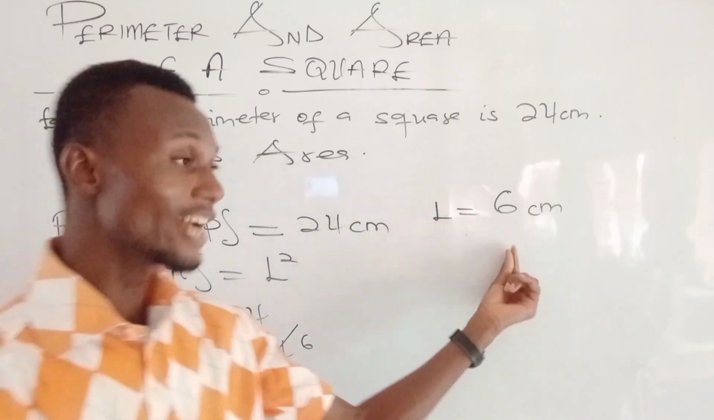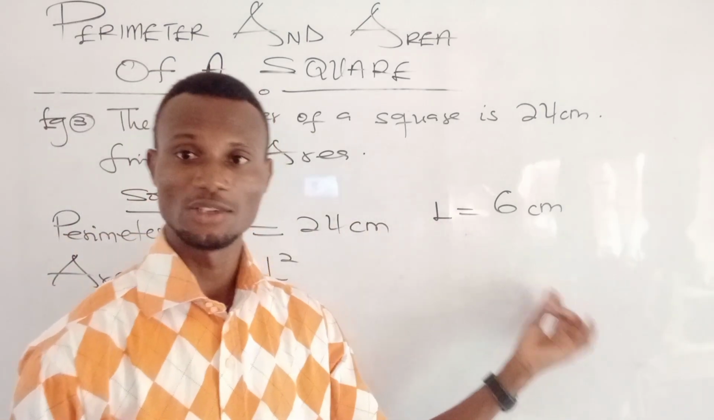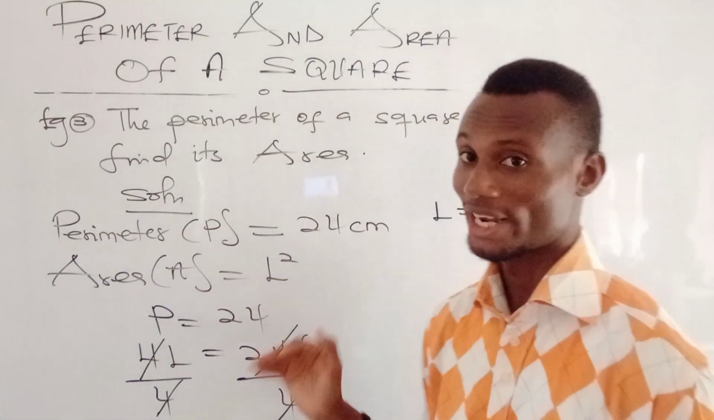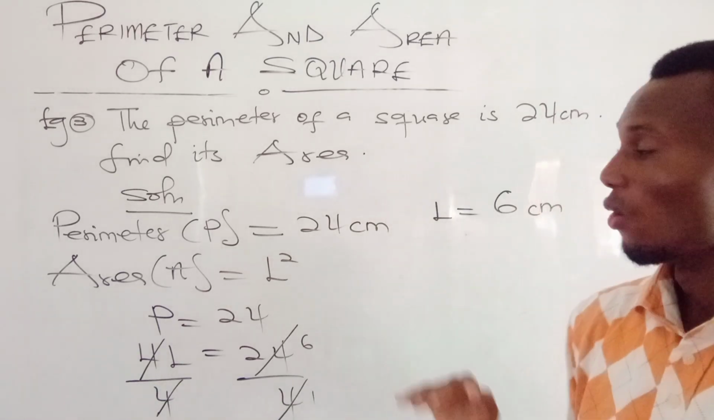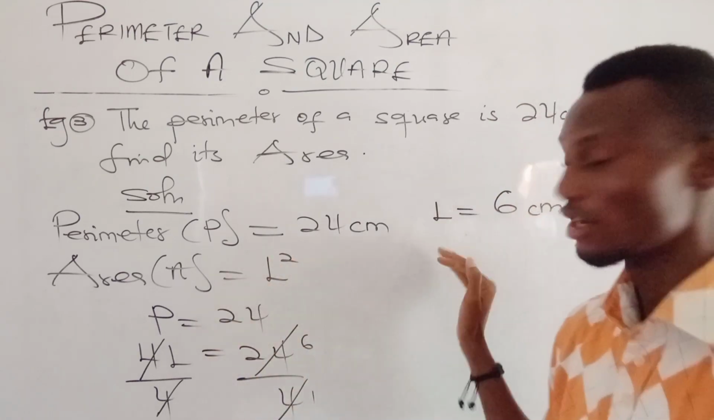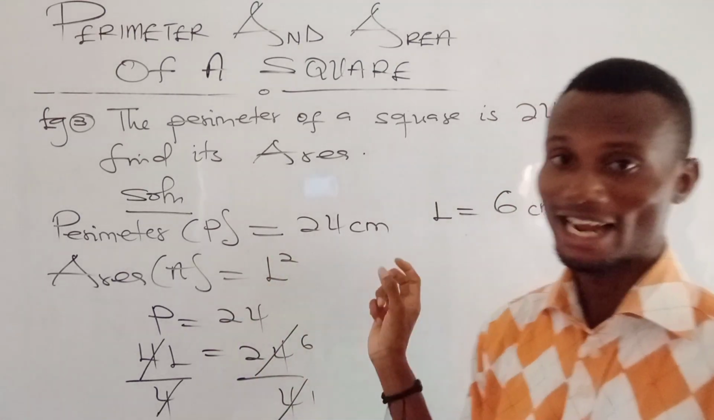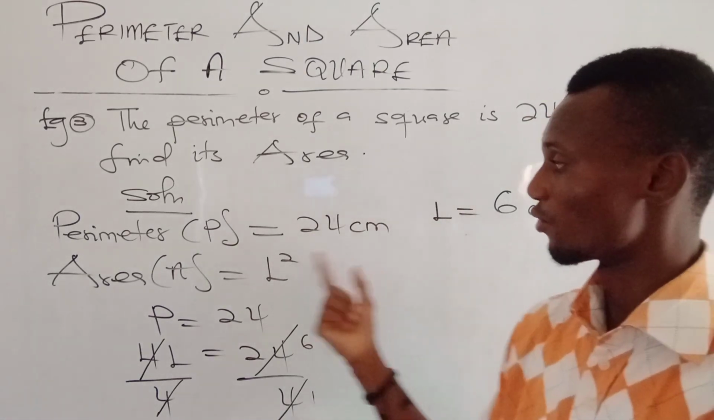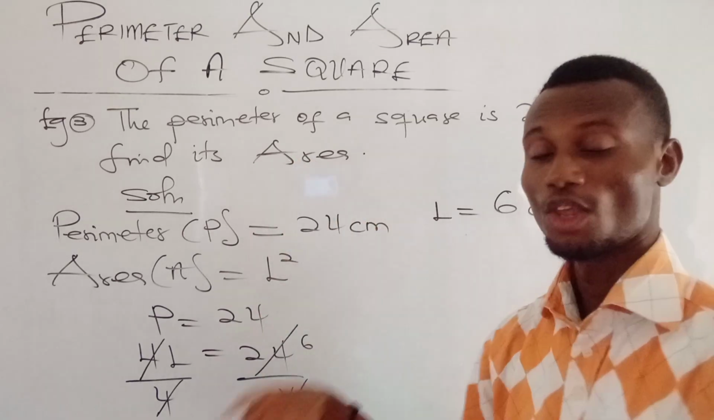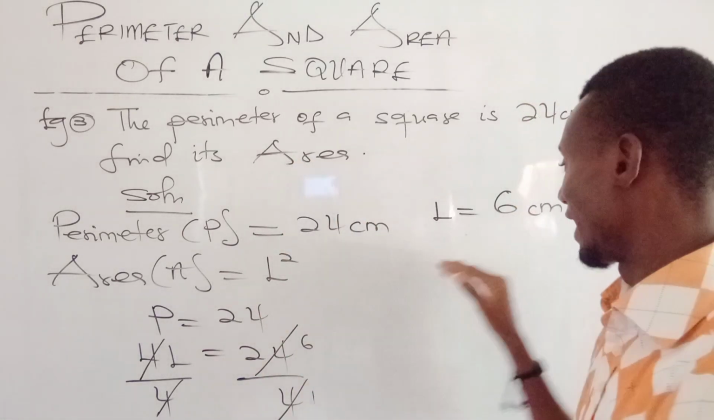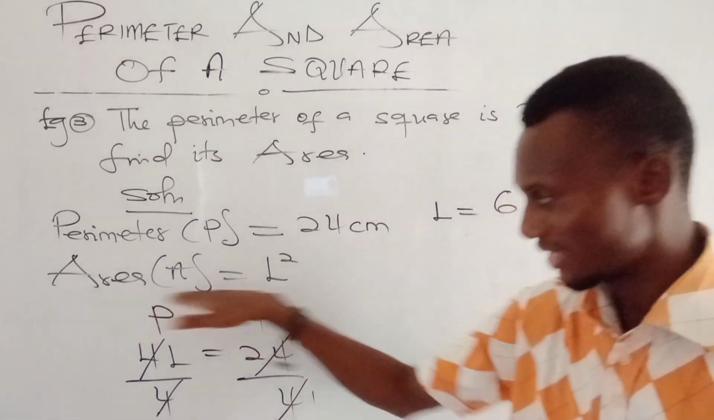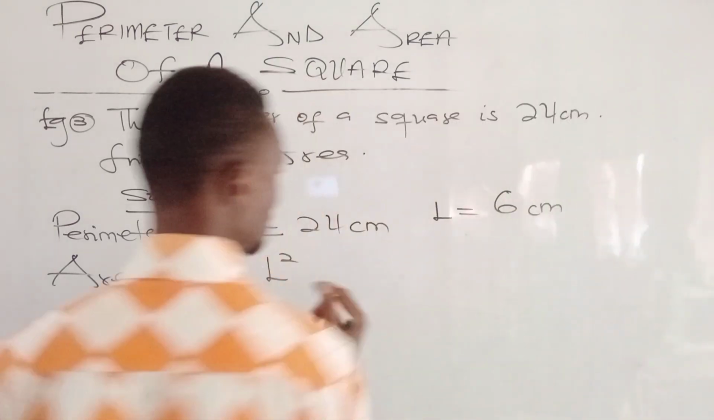Now that you've gotten the length, we are going to use it to find the area, because the question asks us to find the area, not the length. So if you end here, you are not done. Finding the length is to help us to find the area. That's why we went through this process to get the length, which is 6 centimeters. The question says find its area, so we are finding the area of the square. We are not done. That's why we wrote this formula down. So now let's find the area.